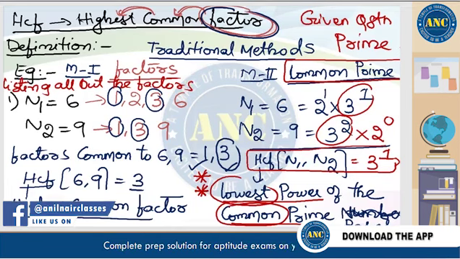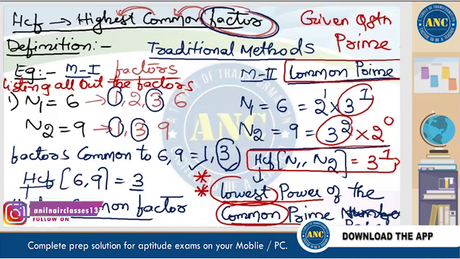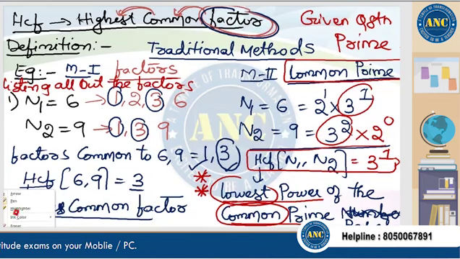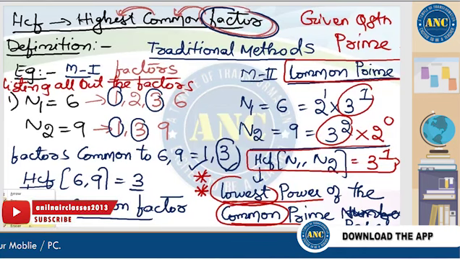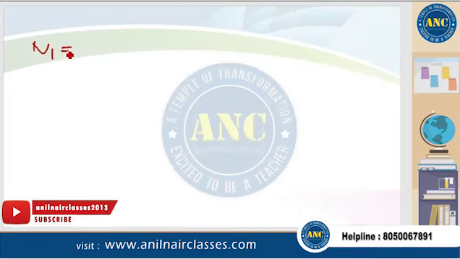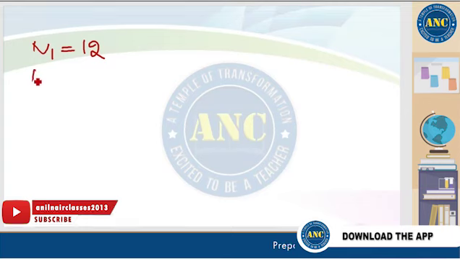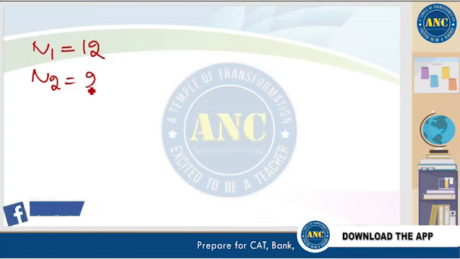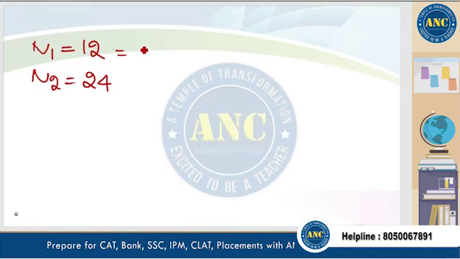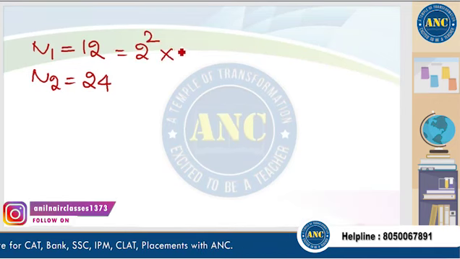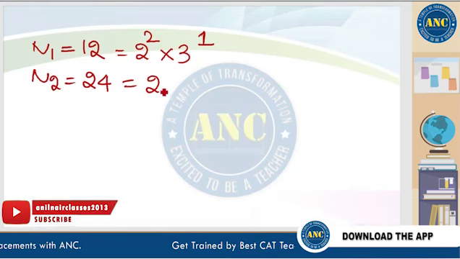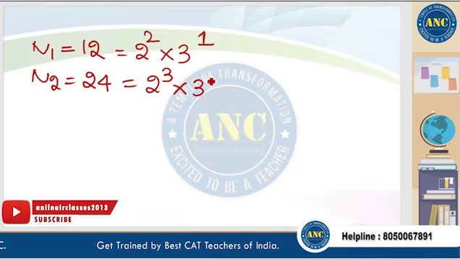Common prime basis. Let me take a few examples. Suppose n1 is 12 and n2 is 24. 12 in prime basis is nothing but 2 square into 3 power 1. 24 is nothing but 2 cube into 3 power 1.